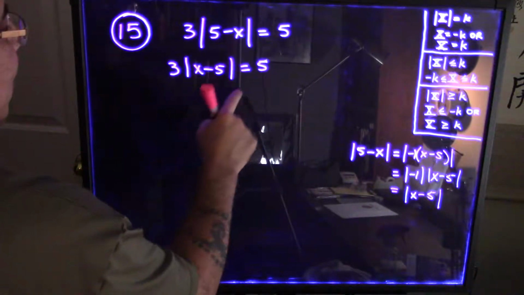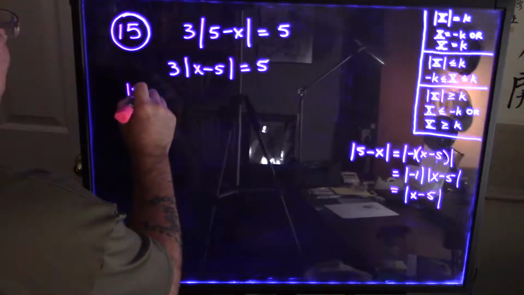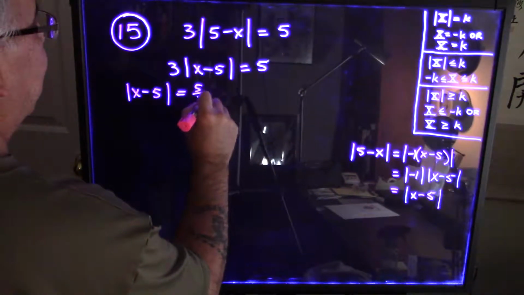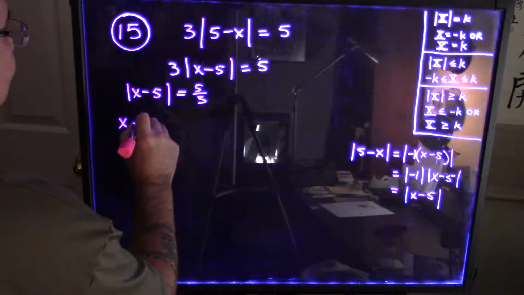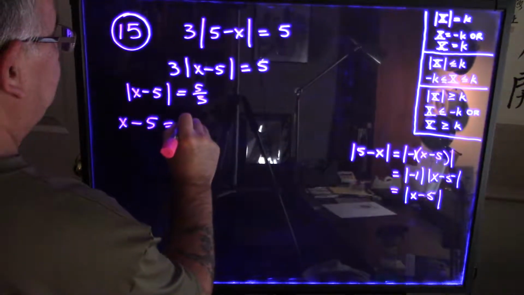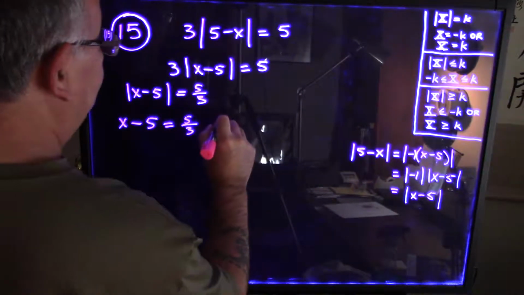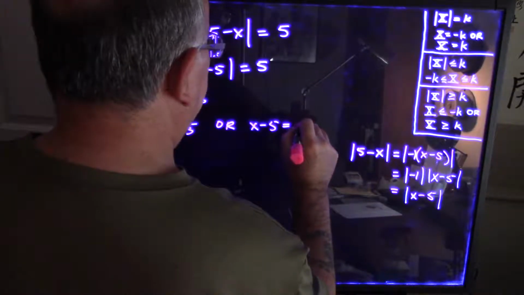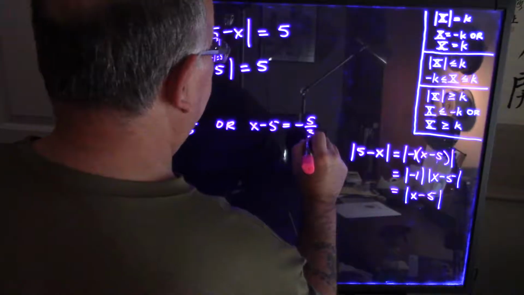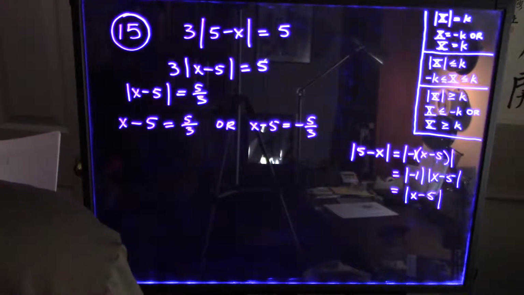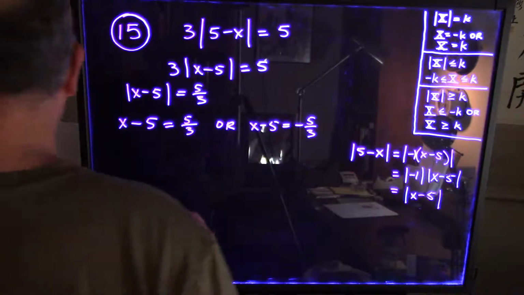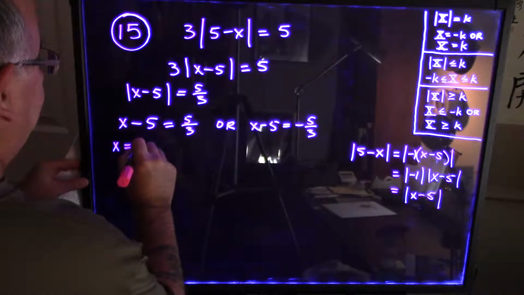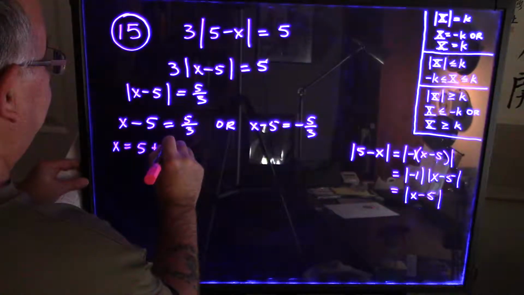So divide both sides by 3. You've got the absolute value of x minus 5 is equal to 5/3. So that means x minus 5 equals 5/3, or x minus 5 equals negative 5/3. Alright? So add 5 to both sides. You get x equals 5 plus 5/3.